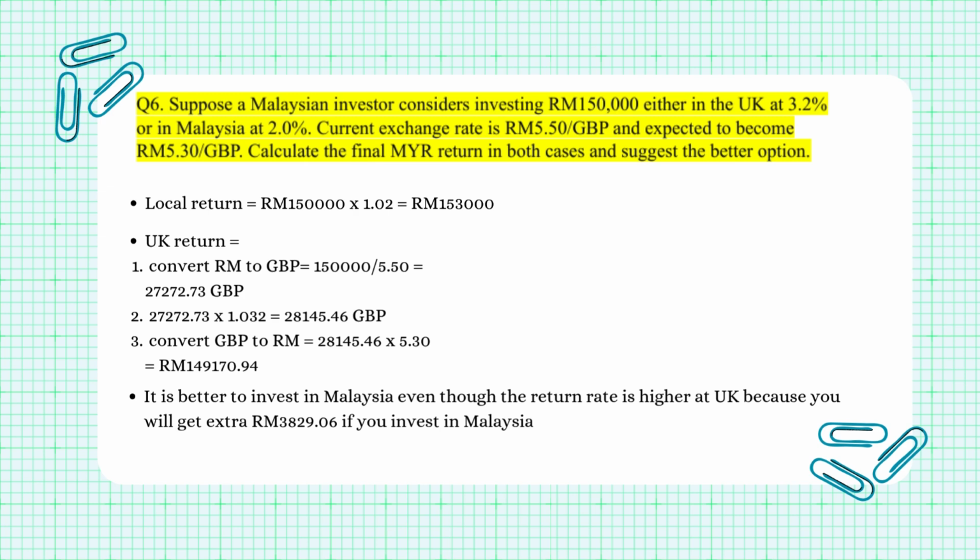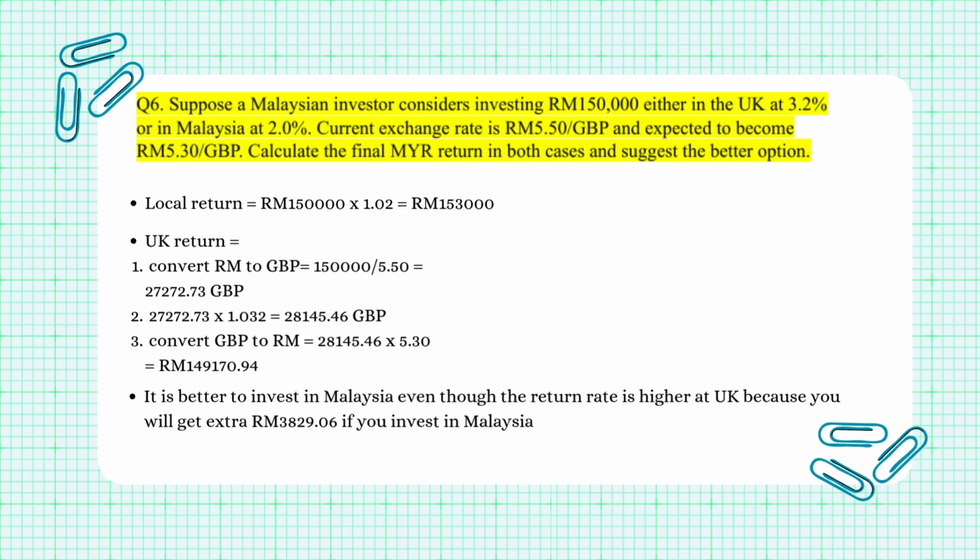For the local return, we take 150,000 times 1.02. So how do we get 1.02? We add 1 and the 2%. And then we will get RM 153,000 for the local return. While for the UK return, first we have to convert from RM to British pound. So we take 150,000, we divide by 5.50, and we will get 27,272.73 British pound.